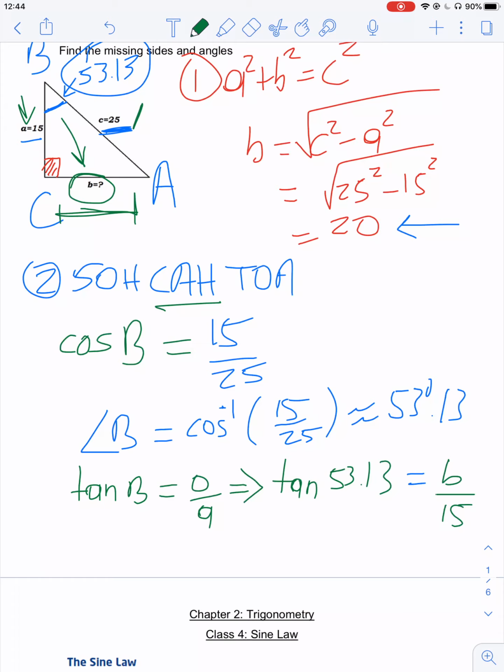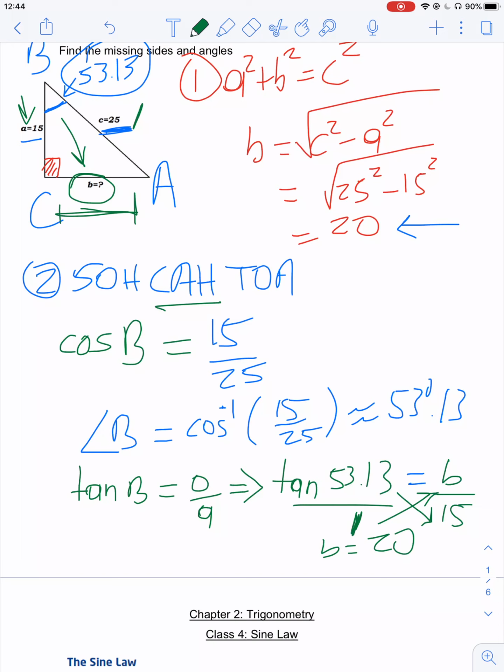If I multiply this out, if you want cross multiplication, this denominator is just 1. So 1 times b is just b. So b is equal to tan of 53.13 times 15. Make sure your calculator is in degree mode, okay? So if you do this, b is equal to 19.99999, so 20.